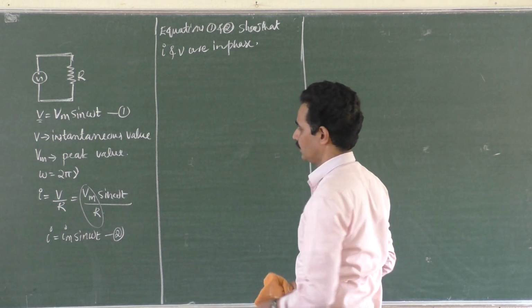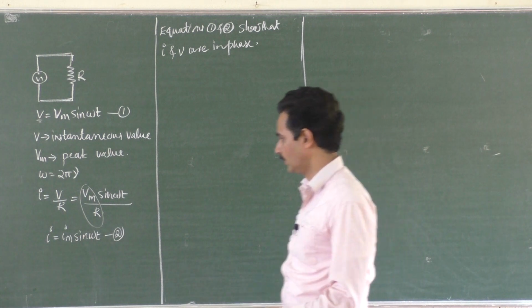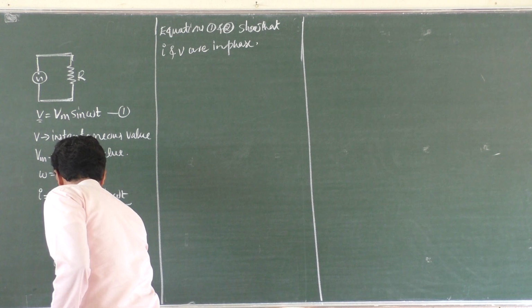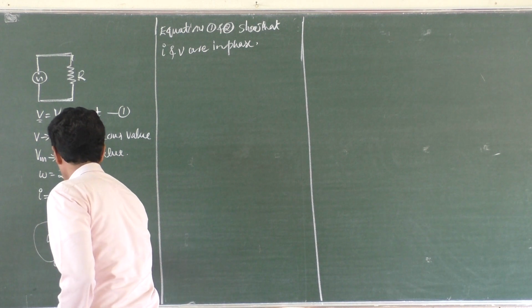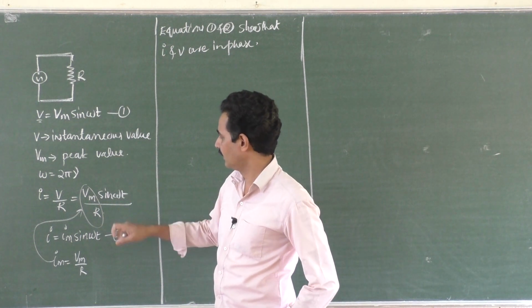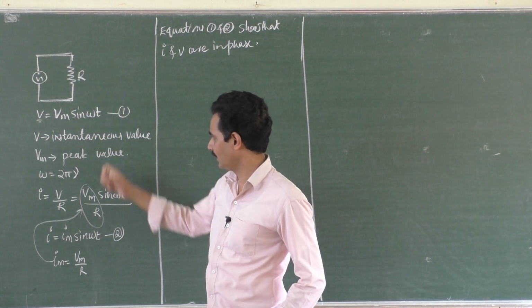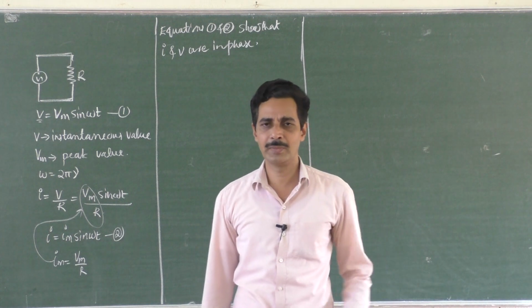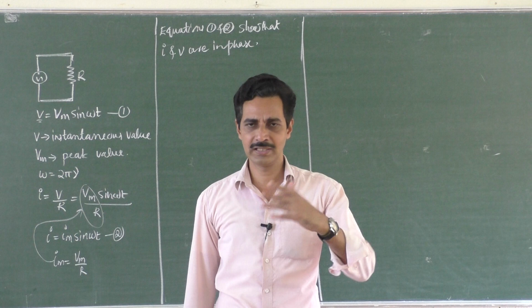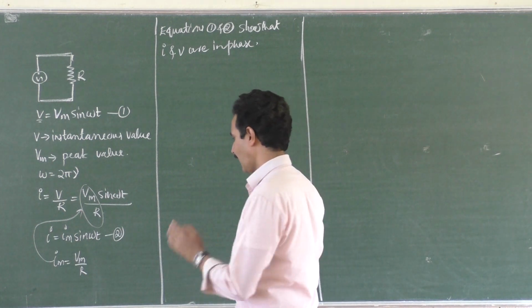So equations 1 and 2 show that current is in phase with the voltage, and Im is the peak value of current, which is obtained by Vm by R. After this substitution, we get it like this. There is no phase difference between current and voltage, because the voltage and current equations contain identical sin omega t. There is no omega t plus phi or minus phi. So they are in identical phase.